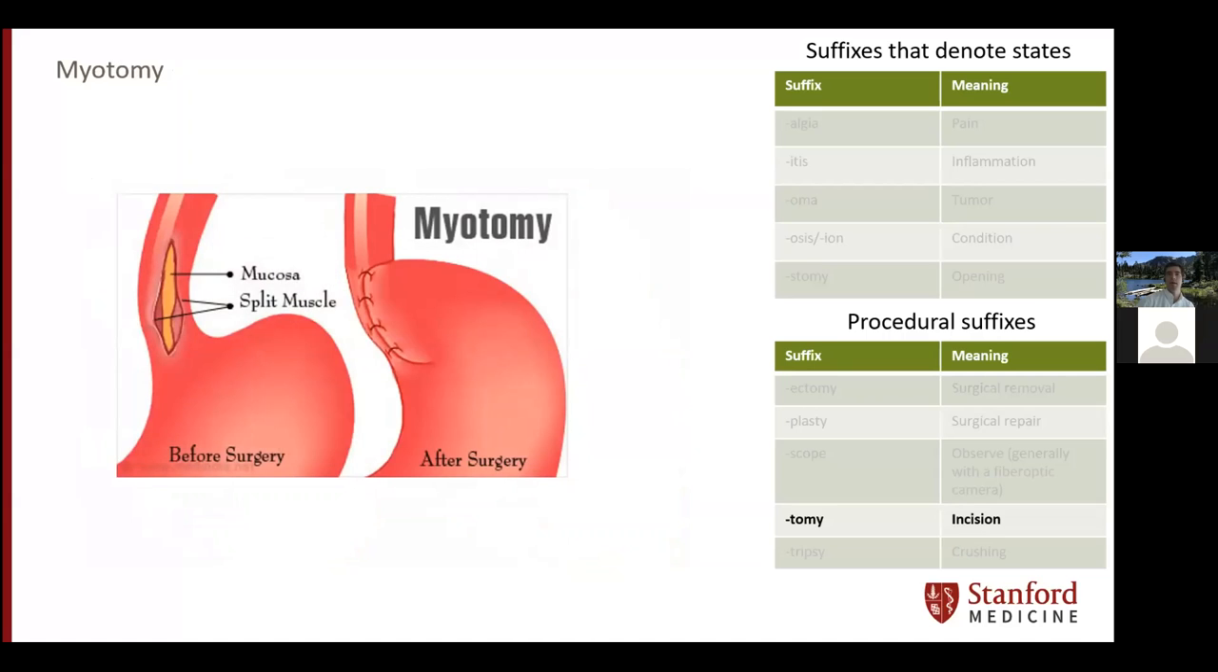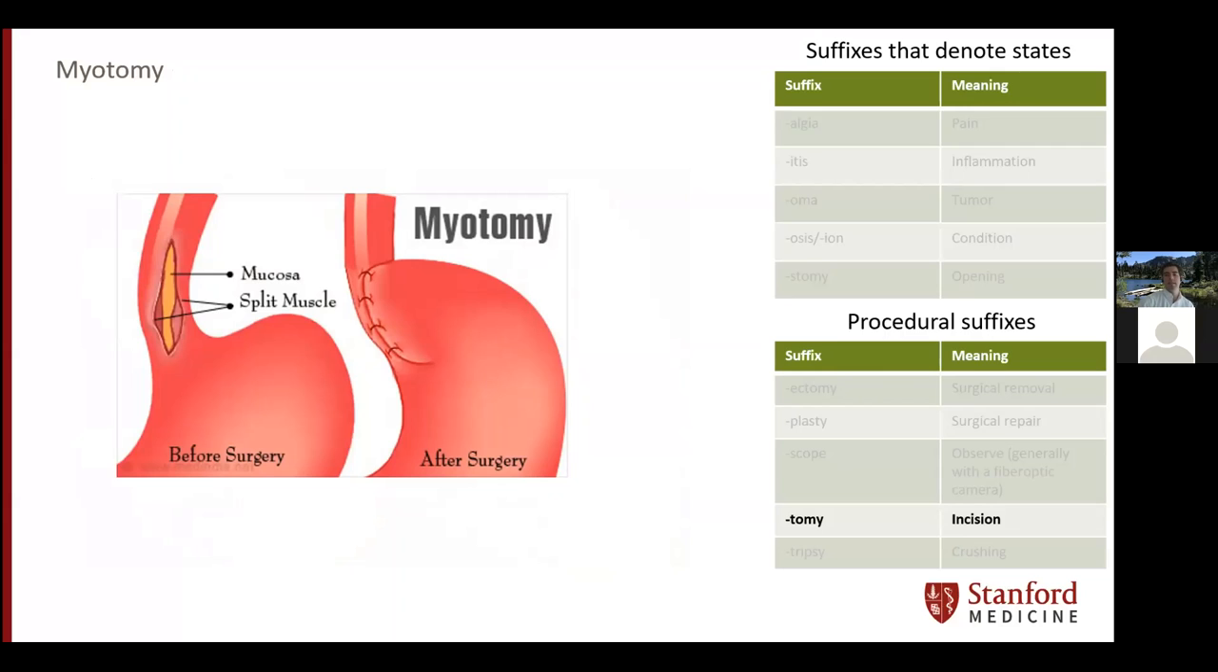You also have a myotomy, which is an incision in the muscle. So this is a picture of what's called a Heller myotomy, which is a procedure in which we go in and cut a hole in the muscle all the way down to the mucosa and then put a patch over it. And the reason that we do this is for a condition called achalasia.